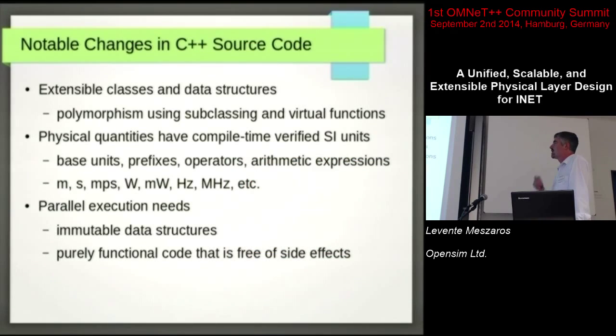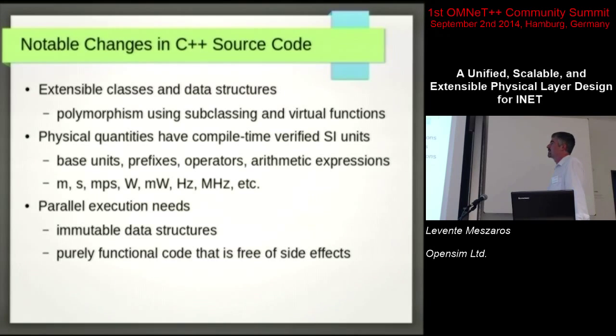There are some notable changes in the C++ source code. For example, the physical quantities are verified at compile time by the compiler. It was quite confusing that sometimes it was milliwatts, then sometimes it was watts. So it's safer this way. This C++ template library also handles arithmetic expressions and operators, so it properly handles the physical units and the calculation is correct. It checks this at compile time. It's not easy to handle the error messages, but it's still beneficial, I believe.